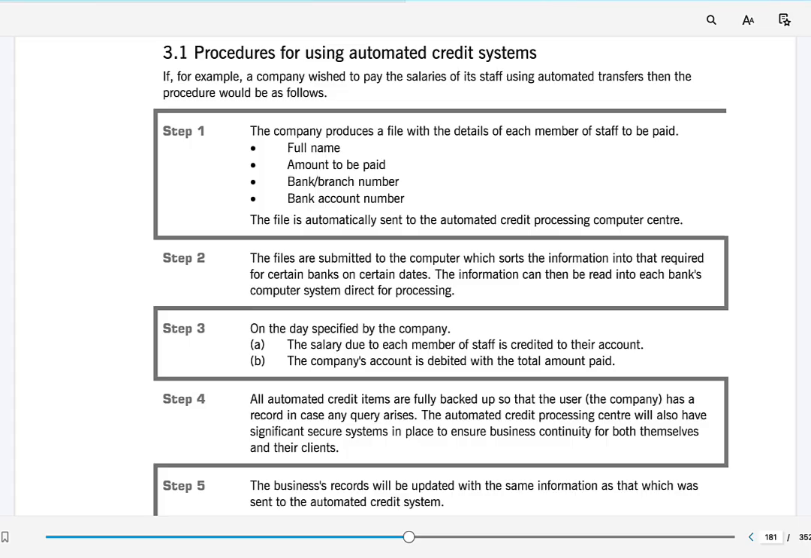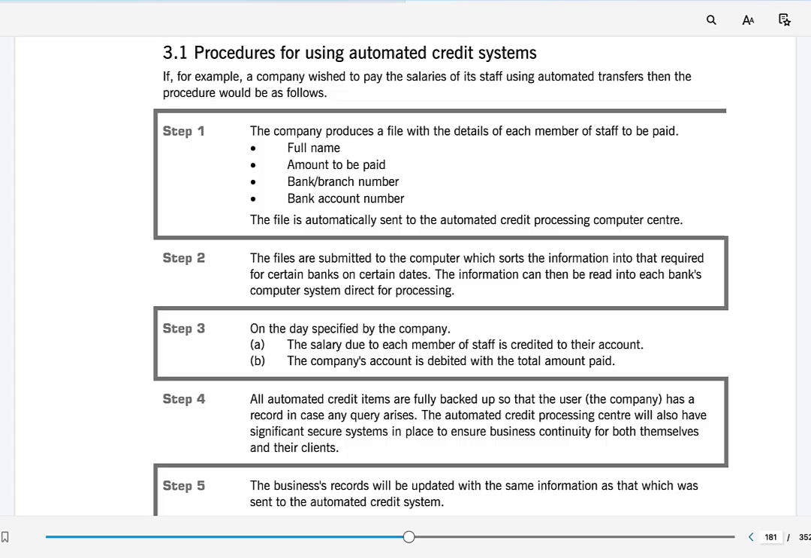A simple classroom example of step 1. Let us practice step 1 with a clear example. Imagine a company has 3 staff. Ali, Sarah, John. The payroll department calculates salaries. Ali will be paid $1,000. Sarah will be paid $2,000. John will be paid $1,500. Now the accounts clerk prepares the payment file.